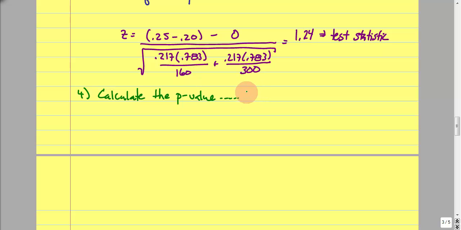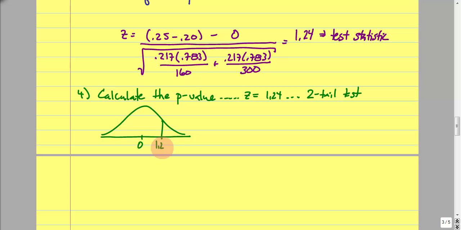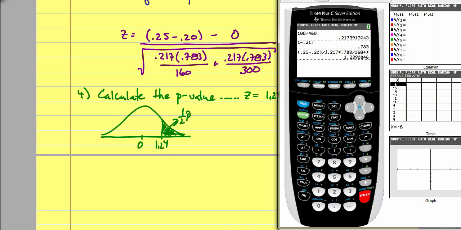So we're going to use our test statistic z equals 1.24, and we're also going to use the fact that this is a two-tailed test. Remember, if we have a two-tailed test, we double our p-value. So this is my standard normal distribution with a mean of 0. Now remember, a p-value is a probability of getting a value as extreme or more extreme. That's why I'm shading this highlighted area right here. Now our calculators will help us find this value. So if we go to second DISTR, we're going to go to normal CDF.